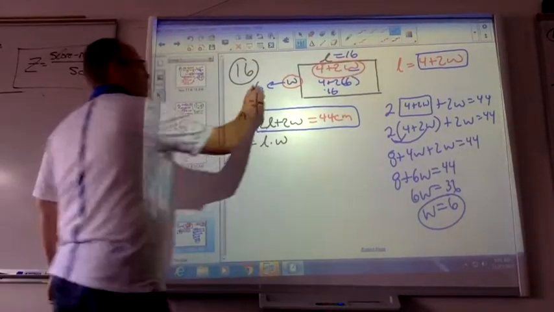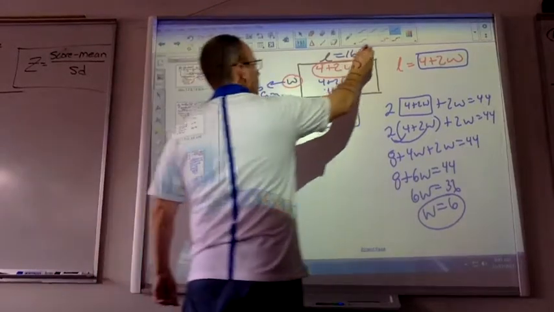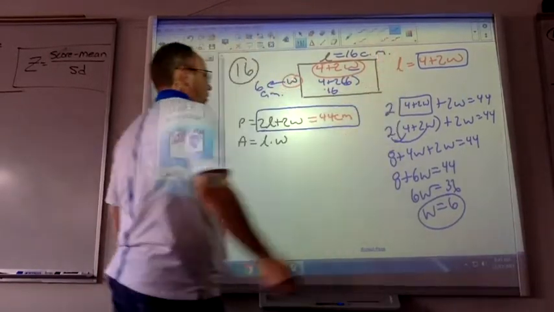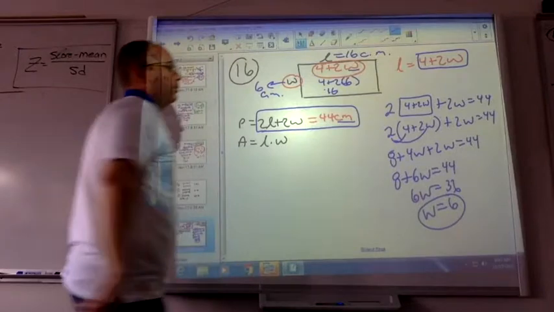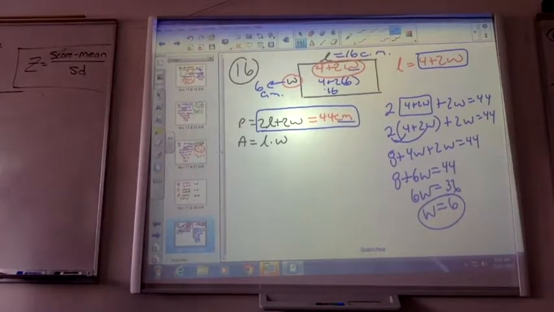And I guess we should mark that this is 6 centimeters and this is 16 centimeters. And how do I know centimeters? So they told us that the perimeter was 44 centimeters.